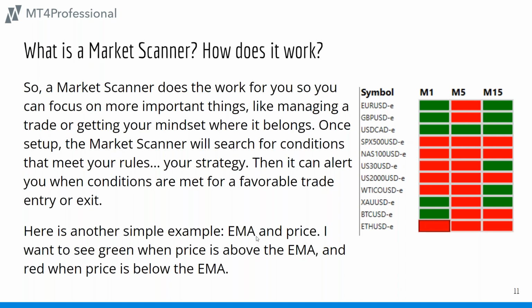Another example here is EMA and price. Simple 15-period exponential moving average and close of price. If price closes greater than the EMA, I want to see a green cell. If it's less than the EMA, I want to see a red cell. And I want to see multiple time frame divergence or characteristics as well.